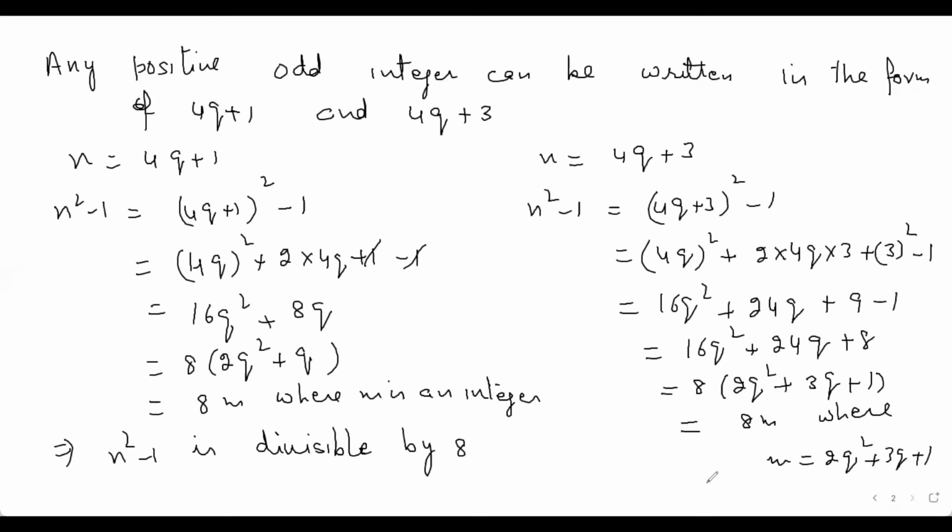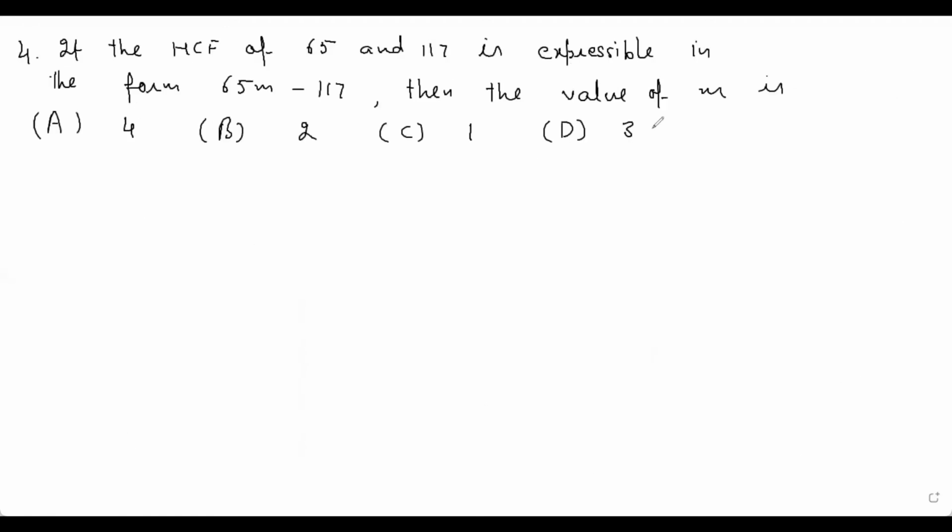It means n square minus 1 is divisible by 8 if n is an odd integer. So C is the right answer. Now the fourth question is, if the HCF of 65 and 117 is expressible in the form 65m minus 117, then the value of m is, there are 4 options, 4, 2, 1 and 3. So I am to find the right one.